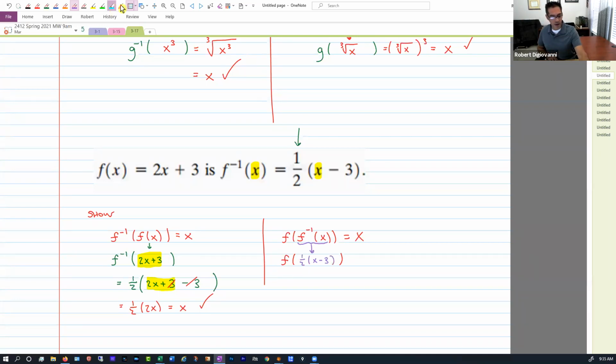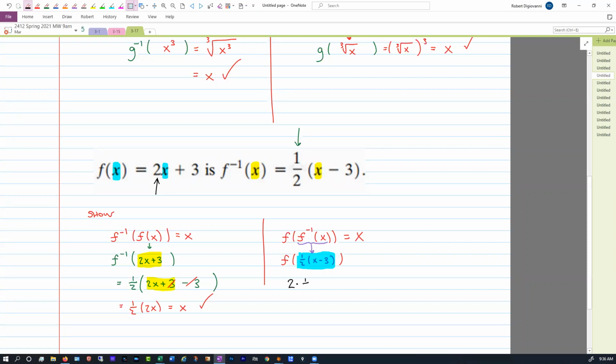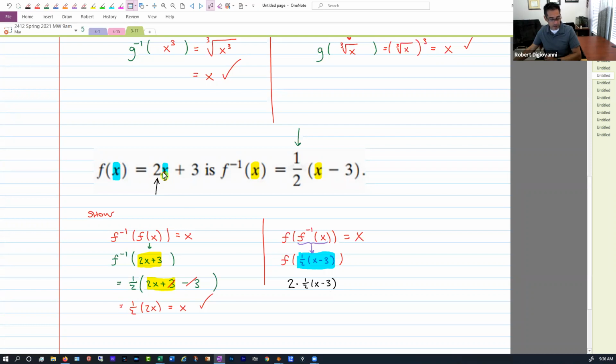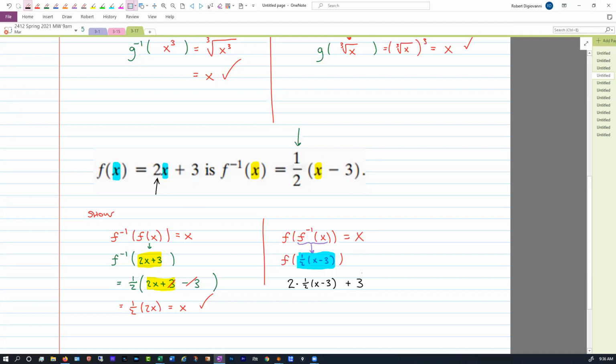So now what we're supposed to do, Leslie, is take that entire expression and plug it into the f function, right? Which means that I'm going to replace that x with everything here in blue. So Leslie, I'll start with the 2, I'll write down 2. And then times what, Leslie? Half of x minus 3. Okay, that's this. And then what do I still have? Plus 3. Plus 3 out here. Good. Okay, that all makes sense, Leslie?